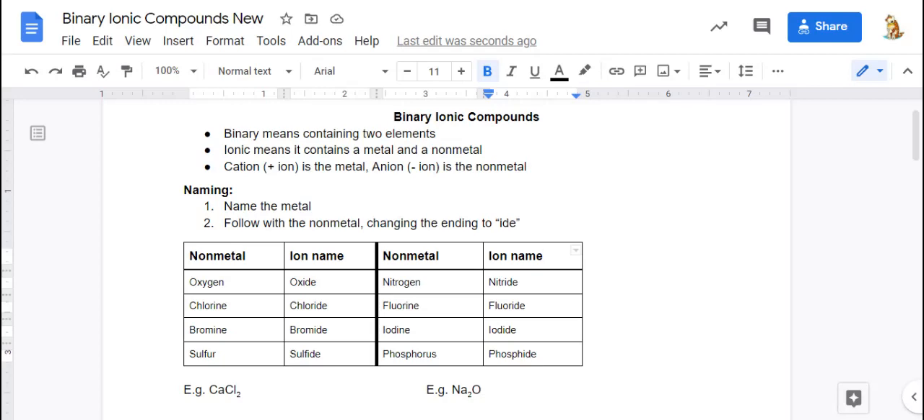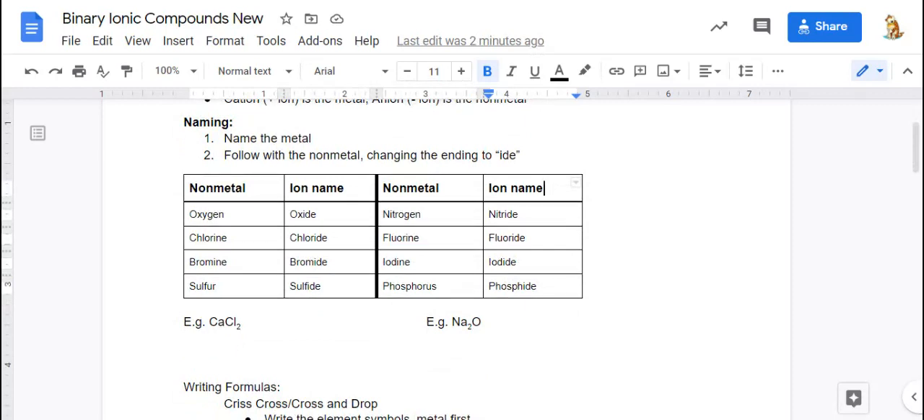Naming. So naming is pretty straightforward. You name the metal right off of the periodic table, and then you follow it up with a nonmetal, changing the ending to -ide. So if you have oxygen as your second element, the ion name is oxide. Fluorine, fluoride, phosphorus, phosphide. You kind of get the picture. Okay, so let's do a couple of examples.